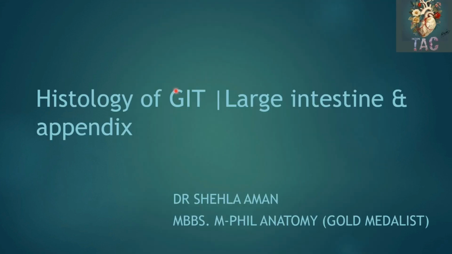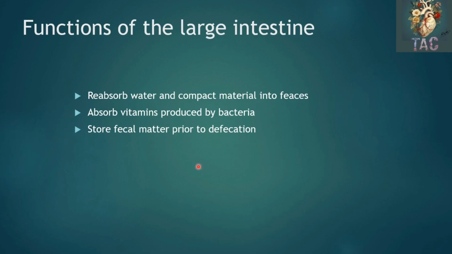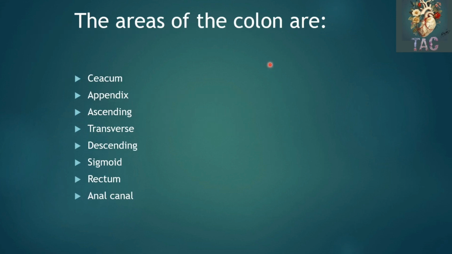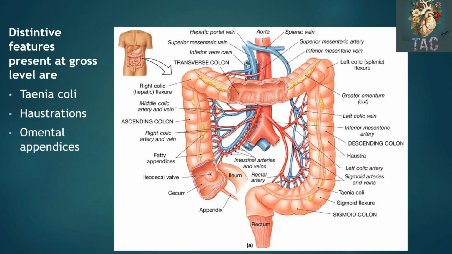Today we are going to discuss the histology of the large intestine and appendix. The functions of the large intestine are to reabsorb water and compact the material into feces, absorb vitamins produced by bacteria, and store the fecal matter prior to defecation. Areas of the colon are the cecum, the appendix, the ascending, transverse, descending, and sigmoid colon, and then the rectum and the anal canal.